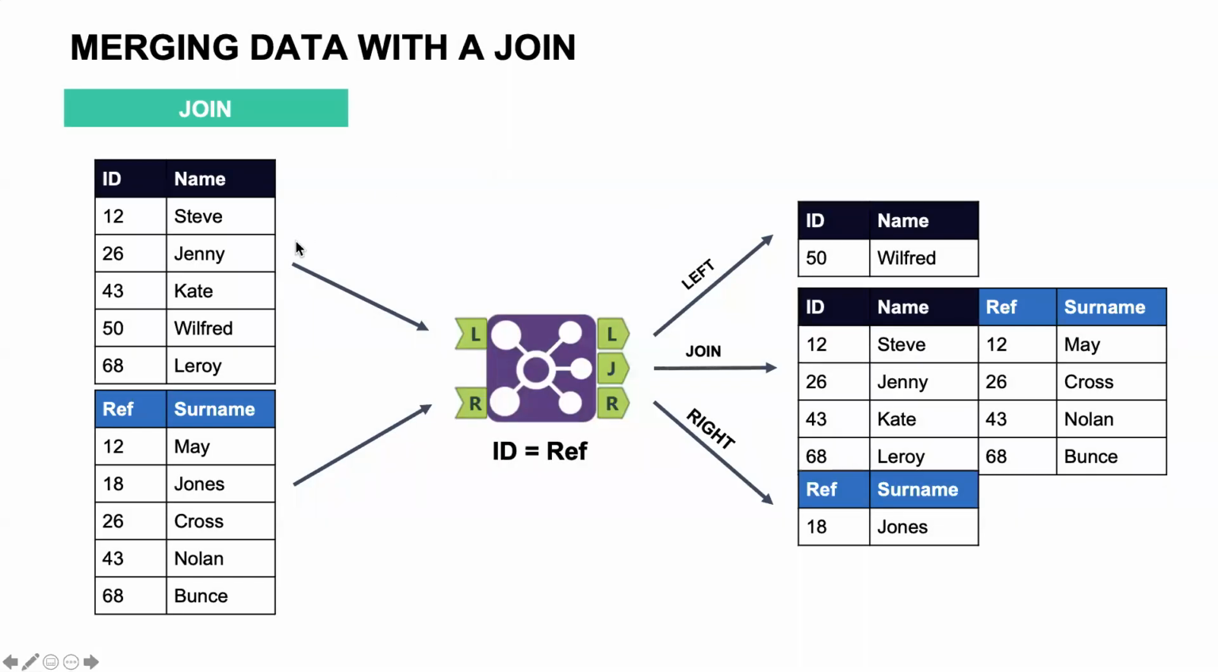Then we will merge our data with a join. In fact, it's like the VLOOKUP tool in Excel. When merging data together, there must be one or more common fields to match upon. For example, with these two tables, we will use the ID and the ref as a common field. Then you have three output anchors in this tool. First is the join.